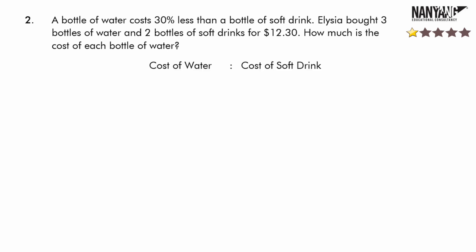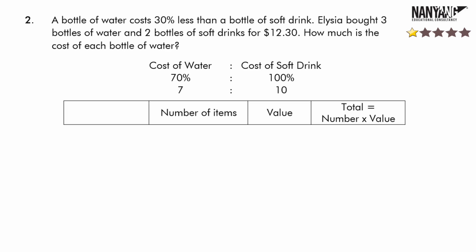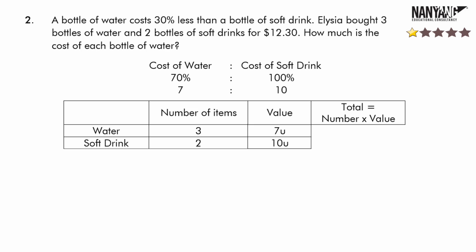Alright, so first, we should write down the ratio of the cost of water to the cost of the soft drink. Since the bottle of soft drink is 100% and water costs 30% less than it, we should get 70% to 100%. Simplifying it, we get 7:10. Now let's write down our table. As such, number of bottles of water will be 3 and soft drink will be 2, as given to us by the question. Their value should be 7 units and 10 units as we found above, and our number times value will be 21 units and 20 units respectively.